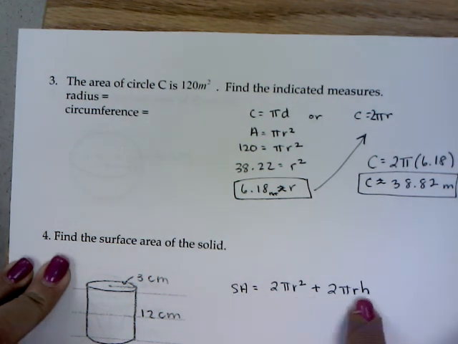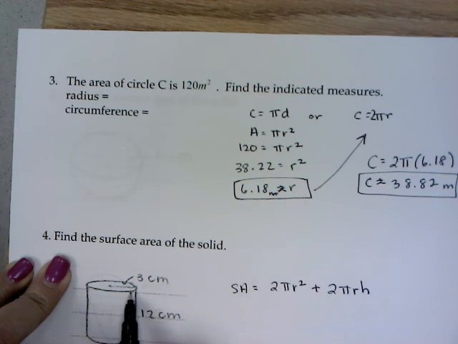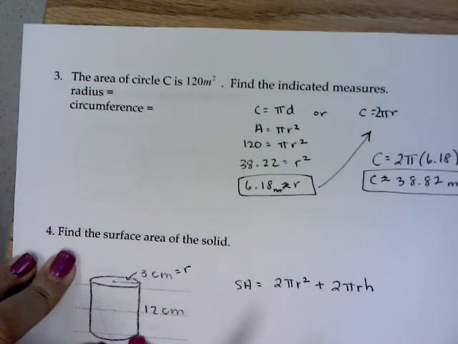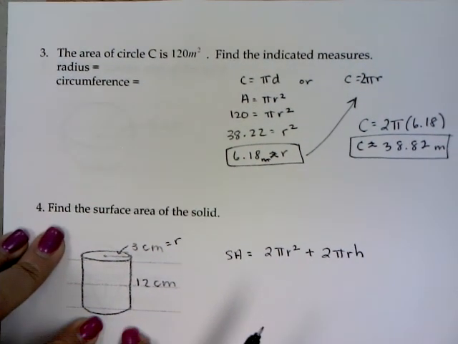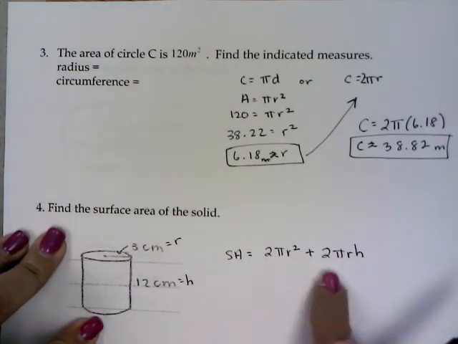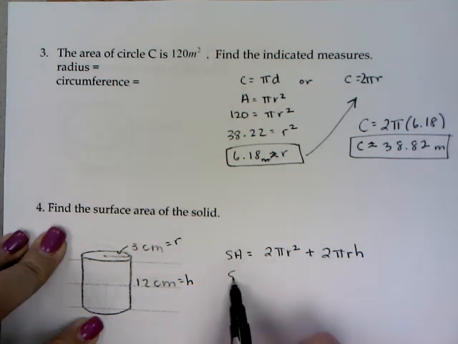So I need to make sure that I have an r and I have an h. So here it comes halfway across. R is my radius, so it comes halfway across, so that is my radius. H is my height. It's how tall my cylinder is, which is 12. So I have all the necessary unknowns.